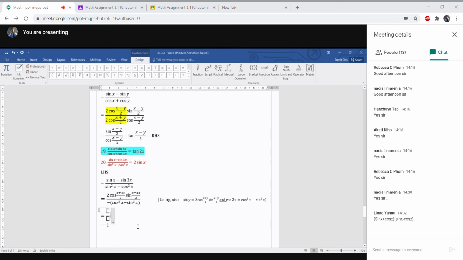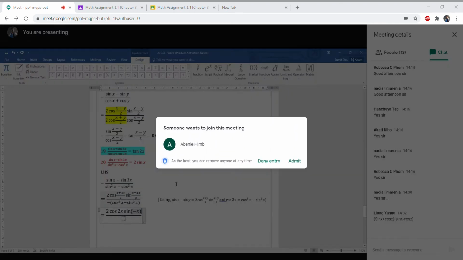The numerator will be 2 cos (x plus 3x). x plus 3x how much? 4x divided by 2 is 2x. Okay, and x minus 3x, sin in bracket, is minus 2x divided by 2, so it will be minus x, right? Understood? x minus 3x is minus 2x, divided by 2 is minus x. So that is the numerator. For the denominator we can use cos square minus sin square, the formula is cos 2x, so it will be minus cos 2x.